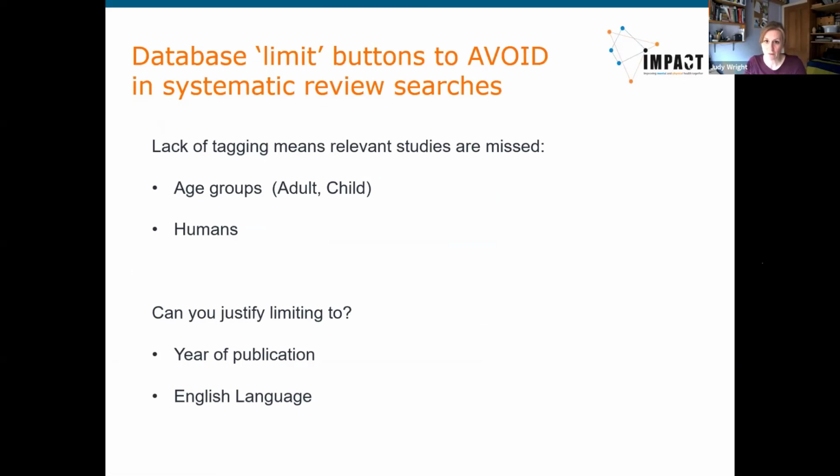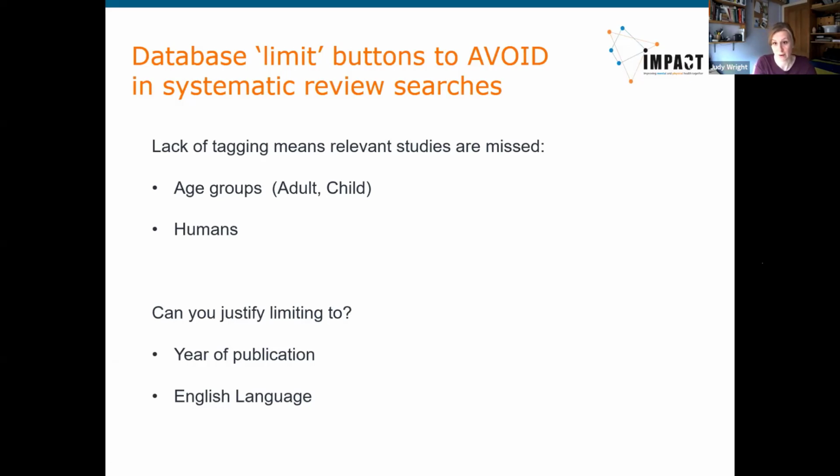Just something to be aware of when you're doing searches is that we often see quite tempting limit buttons on the databases, and you can limit your searches to humans rather than putting in that taking out the animals that we've just seen. You can limit them to age groups, but unfortunately these don't actually work very well in the databases. They're not 100% accurate. So not every record in the database will have been tagged to say whether it's human or animal. So if we limit it to humans, we are missing all the records that haven't been tagged.